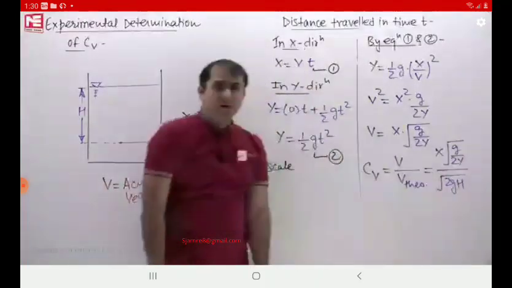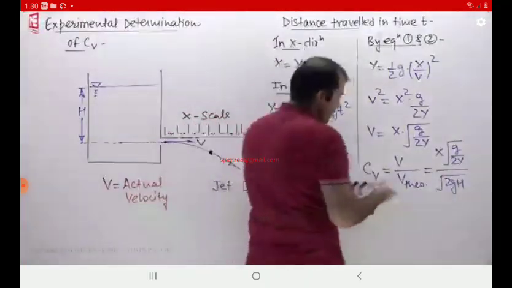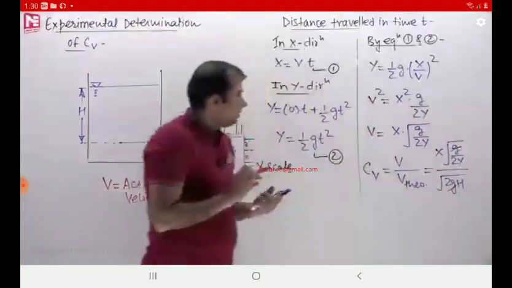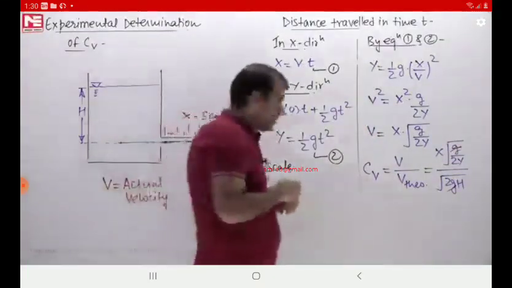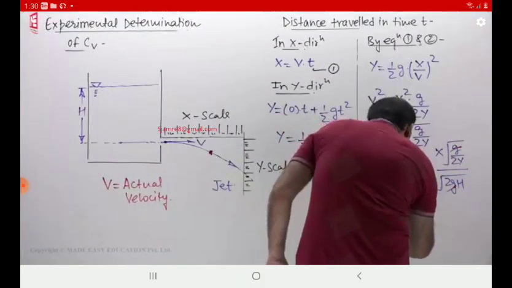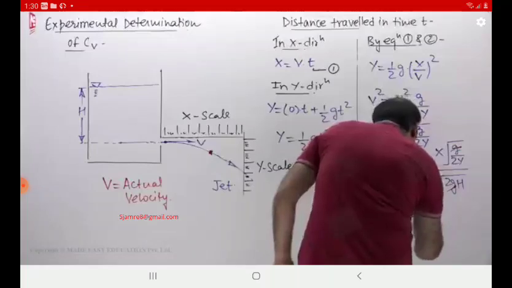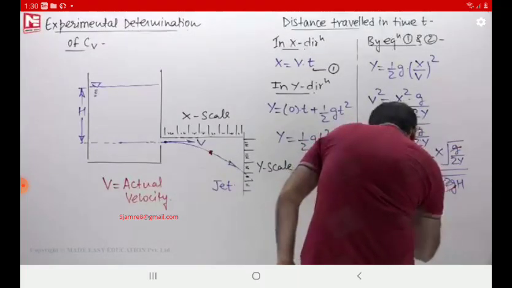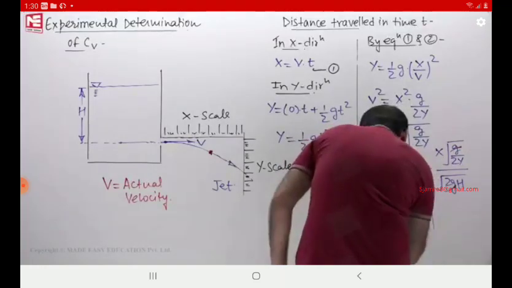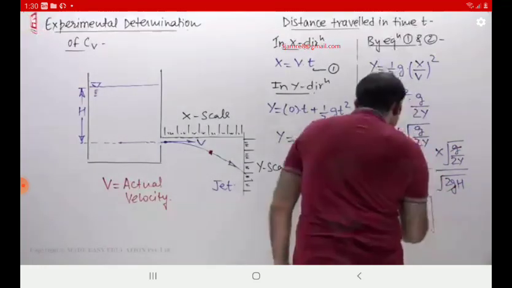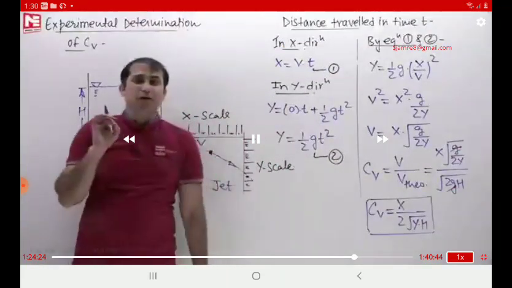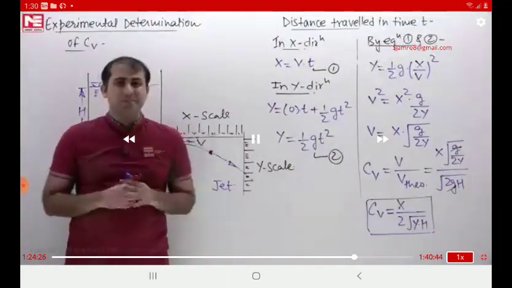Now in this way, if you are looking, what will happen here? So this g and g is going to be what? Cancelled. So this will become CV is equals to x by 2 root of y into h. And this I am going to make it in a block. My dear, point should be noted.